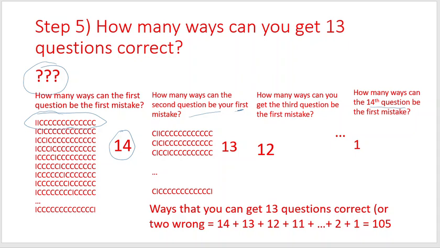Now, that essentially means that the ways that you can get 13 questions correct, or get 2 wrong, is all of those consecutive digits added together. So 14 plus 13 plus 12, all the way down to 1, which means there's 105 different outcomes. Now, this is getting a little bit complicated, and there are easier ways that we can actually look at this.